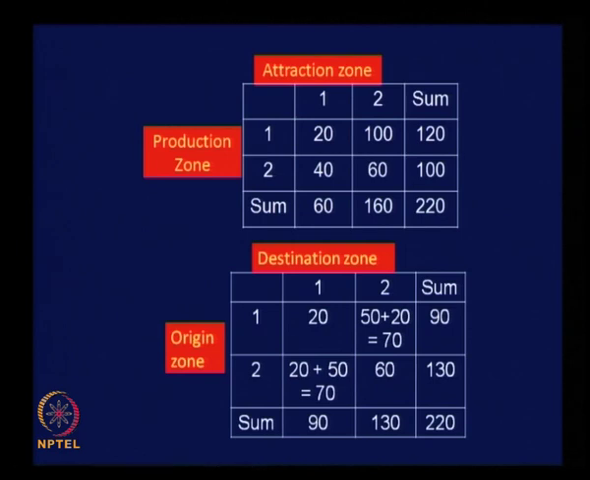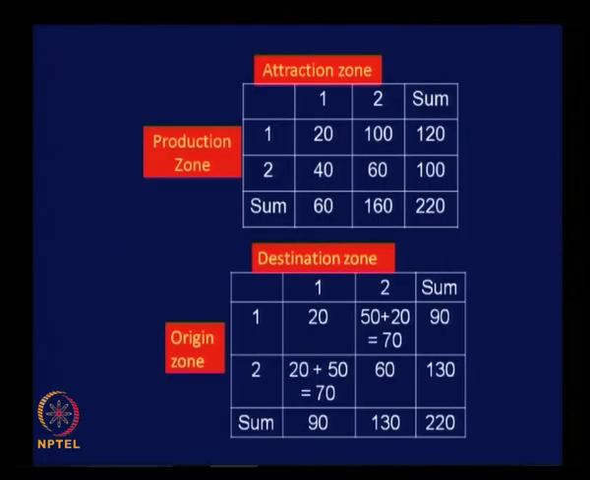You will have 70 and 70 for 1 2 and 2 1, cell values T 1 dash 2 and T 2 dash 1 because of the symmetry. That is the main difference between the previous case and this thing. This is what we come across mostly in practice.